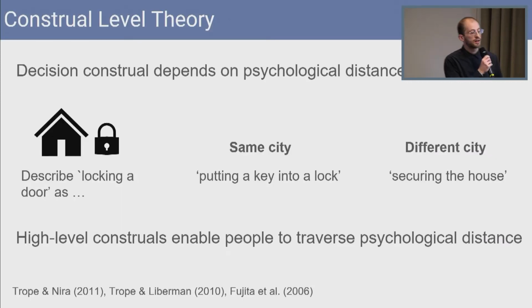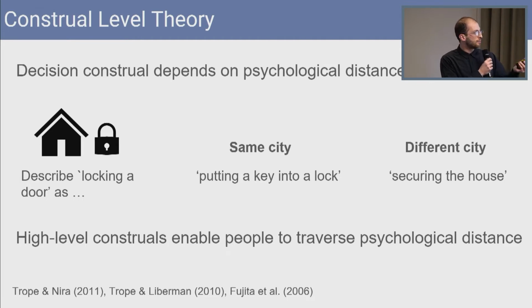So I think Construal level theory, which comes from the psychology literature, can give us a nice framework for thinking about these decisions. Construal level theory says that decision construals, or how a choice is set up, depends on the decision maker's psychological distance from the object of decision making. To give an example, participants were asked to describe locking a door, and the doors were either placed in the same city as the participant or a different city.